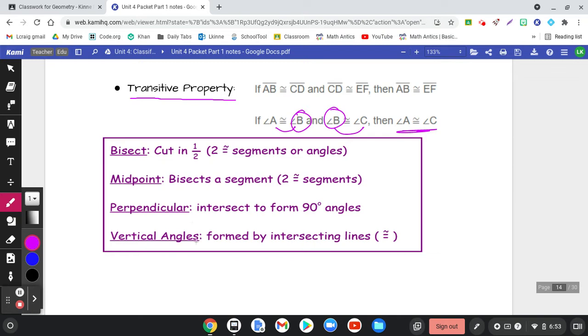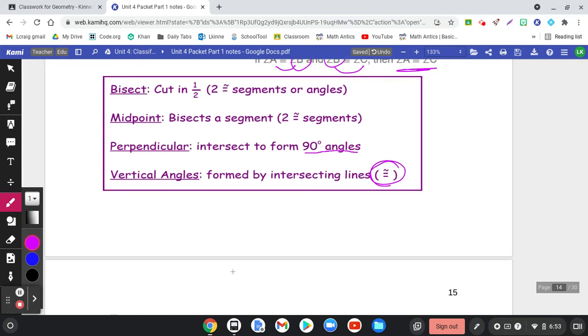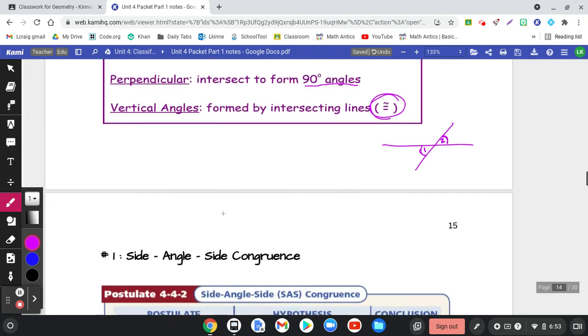Perpendicular, if it tells us something's perpendicular, we know that there are 90-degree angles there. And vertical angles are formed by intersecting lines, and they are always congruent. So if you see something like this, we know that this angle and this angle are congruent. And a lot of times we're going to use numbers instead of using the letters, angle ABC. We'll just say angle 2.